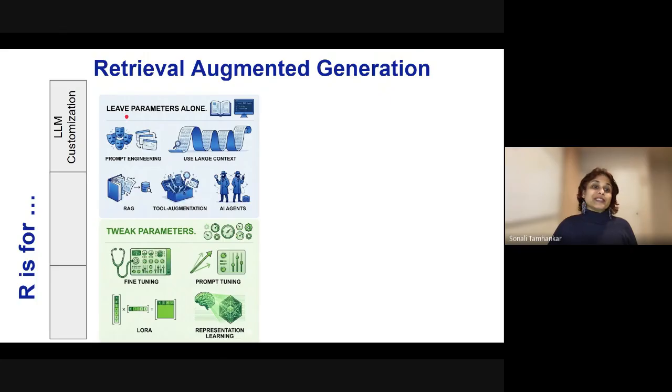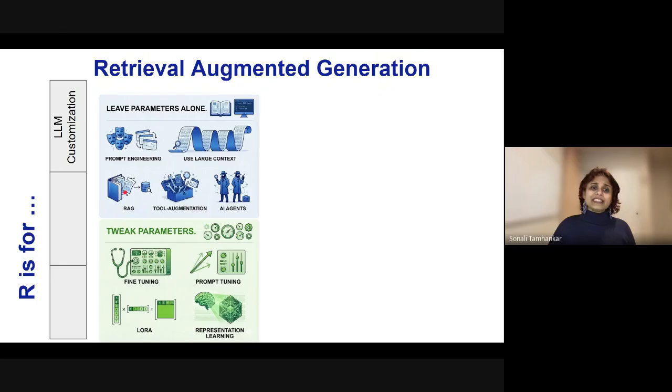One way is to customize the model without changing the internal parameters. The other is to actually modify these parameters, the LLM parameters, and change how the model behaves internally. The second approach is like a brain surgery on the model. Methods in the first category are usually simpler. This is where RAG sits. It's like handing a cheat sheet to the model.